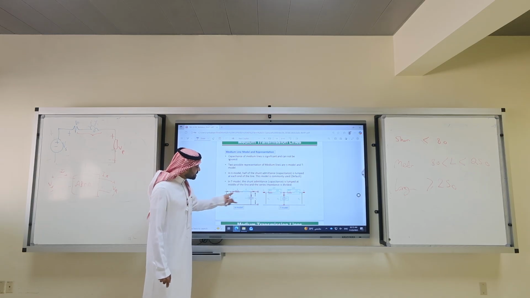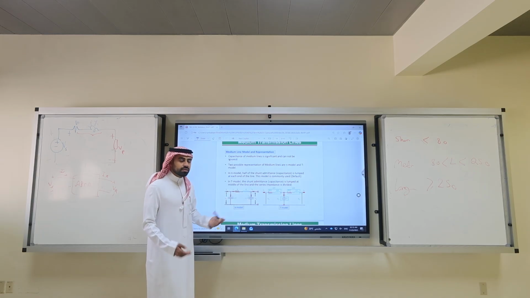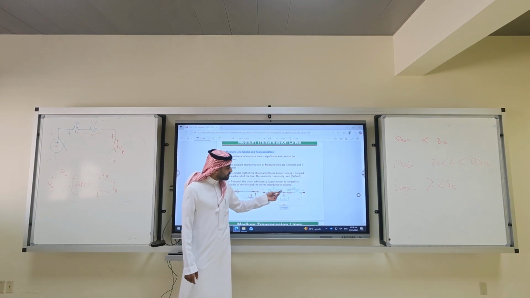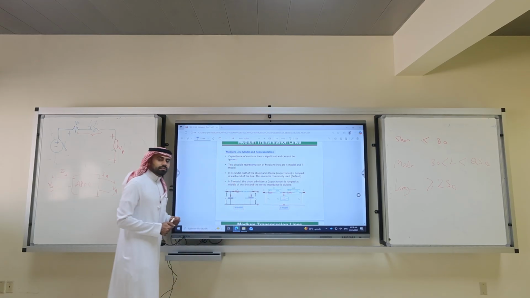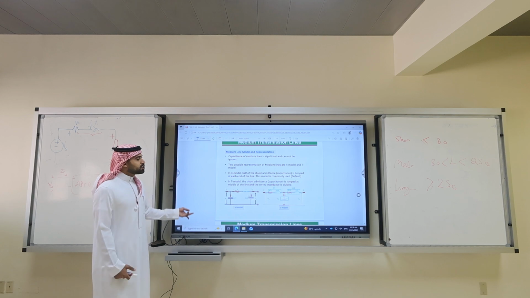Because if you make a mistake in the C over 2, it will be more ignored. But if you make a mistake here, you're impacting the line itself. And remember, for short, we ignore the line. Now, I want to give you a simple notation.